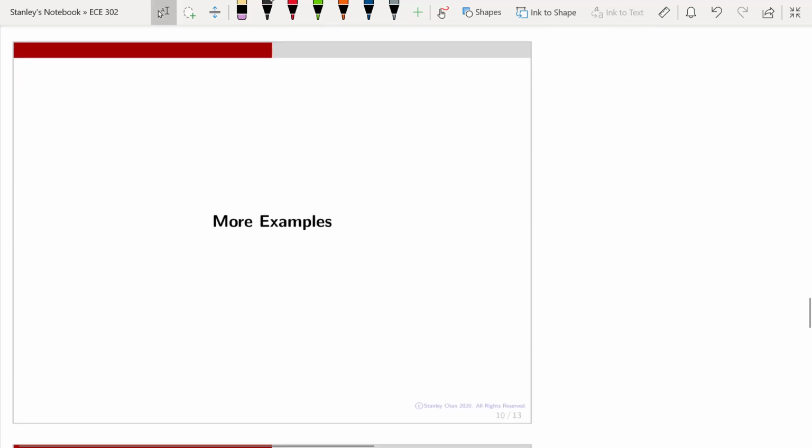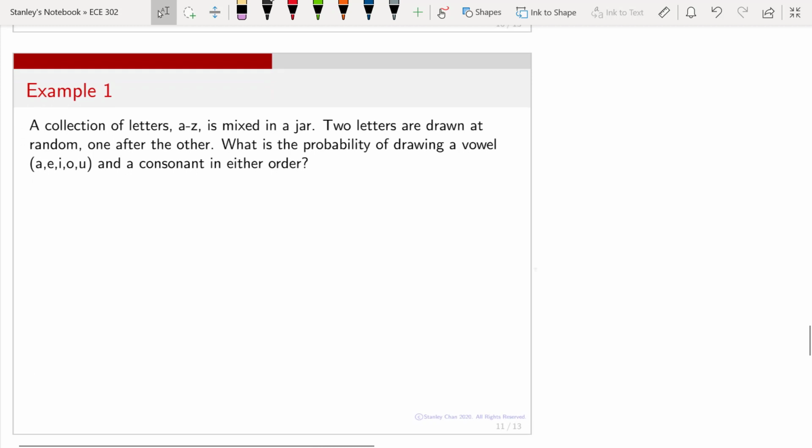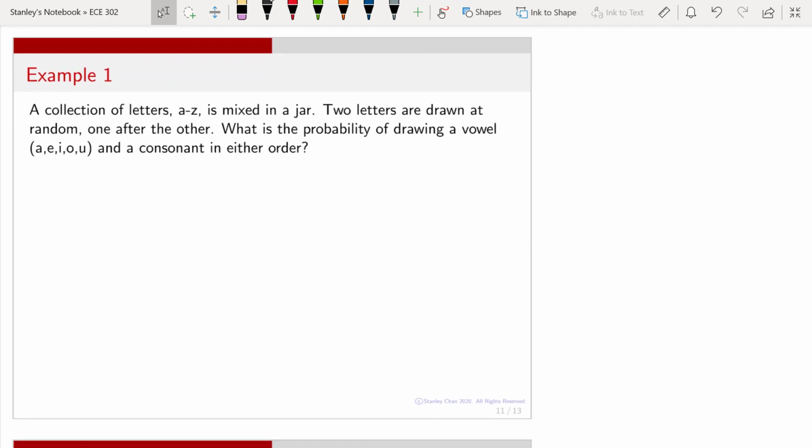Now let me show you more examples. I'm not going to solve these two problems completely, but I want to give you some hints of how to do this problem. I encourage you to do these problems at home by yourself. The first example: suppose you have a collection of letters A to Z mixed in a jar. Two letters are drawn at random, one after the other. We want to count the probability of drawing a vowel and a consonant in either order. We haven't really defined probability yet, but you can imagine that among these 26 letters, the probability would just be something divided by 26. You will see pretty soon how we are going to solve this problem.